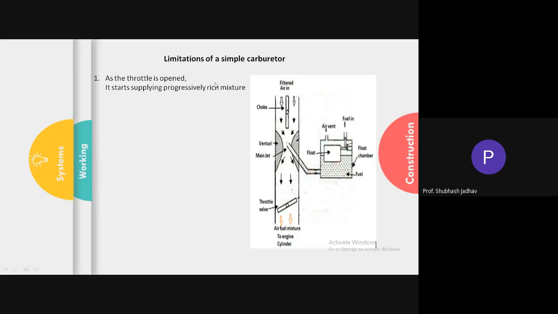So when we are trying to supply more air-fuel mixture by opening the throttle more, the mixture starts becoming more and more rich. Now why it is happening, we will explain. This particular problem is solved by what we call a compensating system.